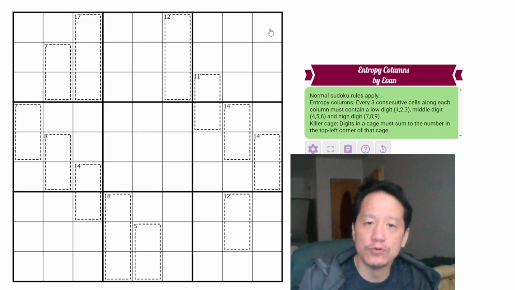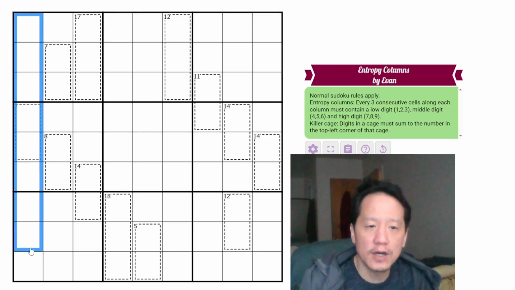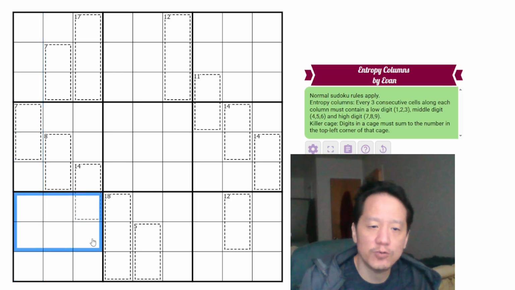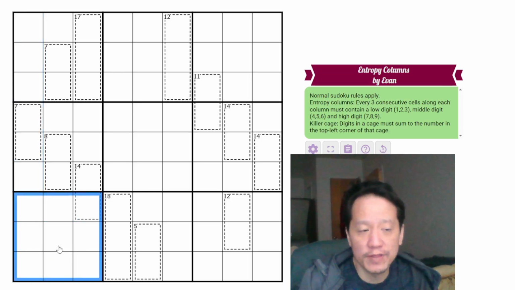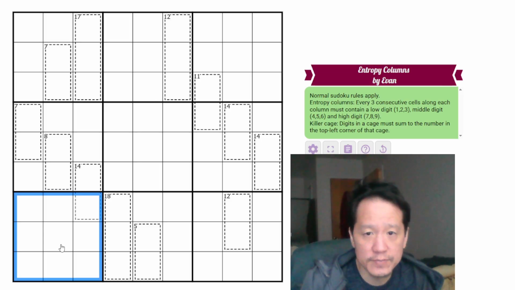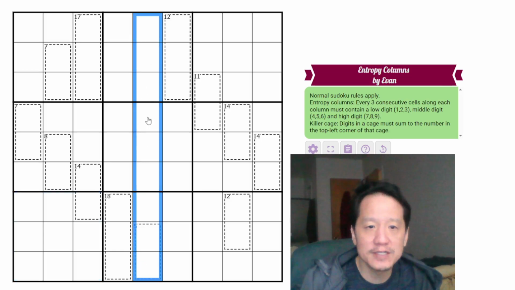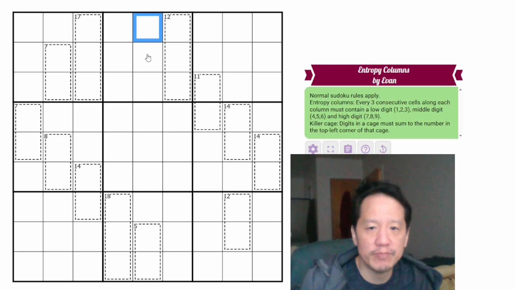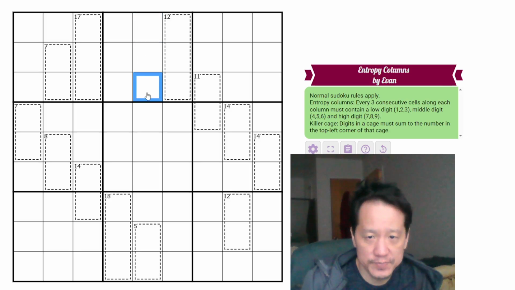Normal Sudoku rules apply, which means fill every row, column, and box with the digits 1 through 9 without repeat. Then we also have entropy columns, where every 3 consecutive cells along each column must contain a low digit, a middle digit, and a high digit.